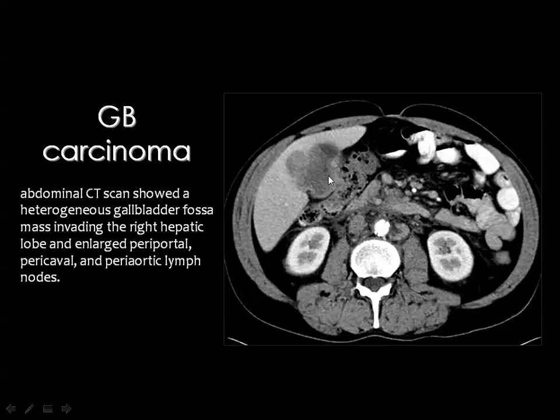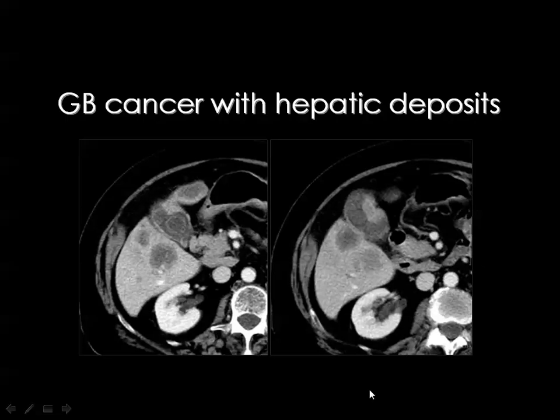And this is the mass infiltrating the gallbladder fossa as well as the adjacent liver parenchyma. Then you can diagnose gallbladder carcinoma, and if you look carefully in the para-aortic area, you can see some of the lymph nodes.